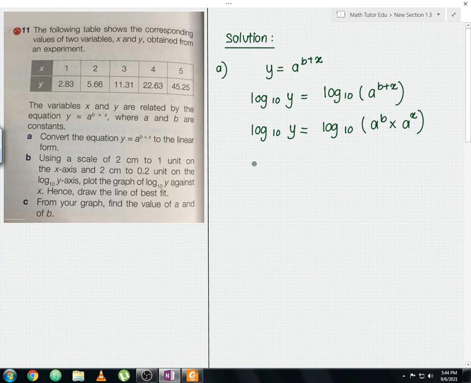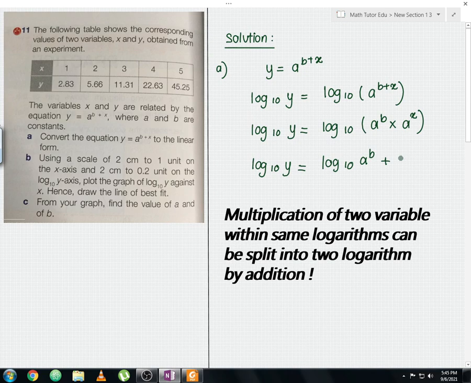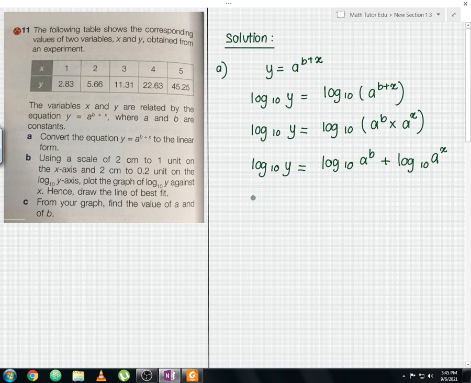So from here, log 10 y is equal to log 10 a to the power of b, plus log 10 a to the power of x. Okay, so for the next step, what we're going to do is move the power b and the power x to the front respectively. So from here, log 10 y is equal to b log 10 a plus x log 10 a.